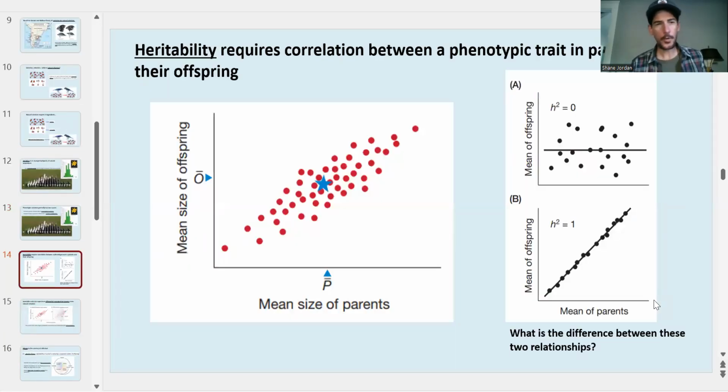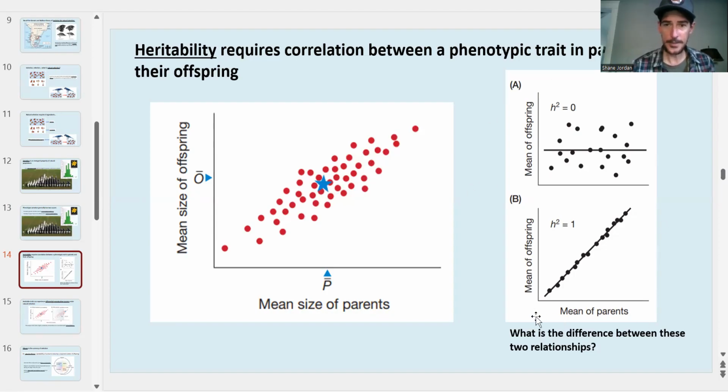Now, one of the requirements of assessing heritability is that there is a correlation between the phenotypic trait values of parents and their offspring. And we could use size as a pretty good example of this. Let's say we look at this graph on the left, where the x-axis represents the average size of parents, and the y-axis represents the average size of their offspring. And if this particular trait related to size is in fact heritable, there should be a pretty tight relationship along these two axes. And this is illustrated over here.